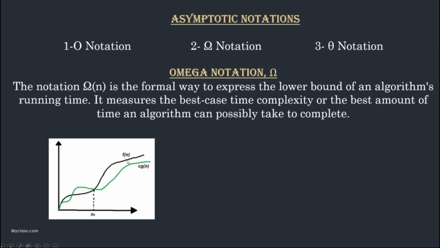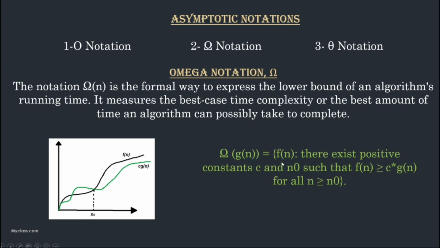So here our function is f of n and we want to calculate two positive constants c and n0 such that to the right of the n0, the f of n always falls above c into g of n. So the omega of g of n equal to f of n, there exists positive constants c and n0 such that f of n is greater than or equal to c into g of n for all n greater than or equal to n0. To the right of the n0, f of n is always above c into g of n.